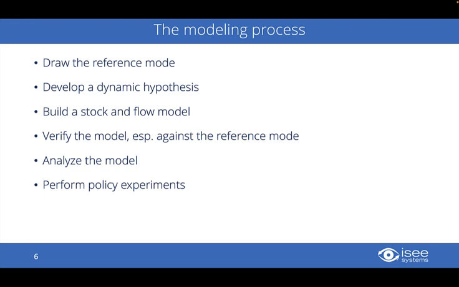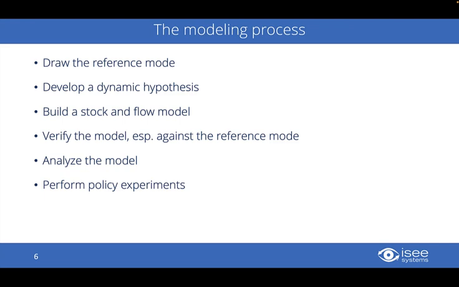in cycles. But generally, after you've verified your model, you work to analyze it, try and understand why does the model do what it does? Why do we get this behavior? Where is this reference mode coming from? Why does this policy option, which is the next step, make a difference in the behavior of the system?